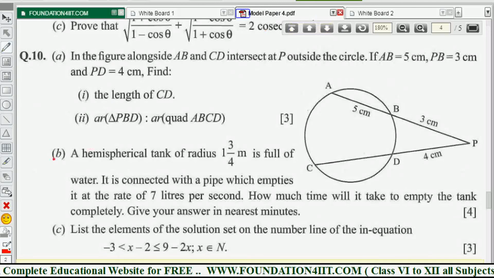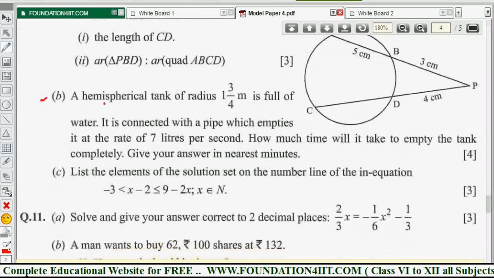Now let's see the next one. This is from the mensuration. Your question is: a hemispherical tank of radius 1 3 by 4 meters is full of water. It is connected with a pipe which empties it at the rate of 7 liters per second. How much time will it take to empty the tank completely? Give your answer in nearest minutes. We can find out the time in minutes.